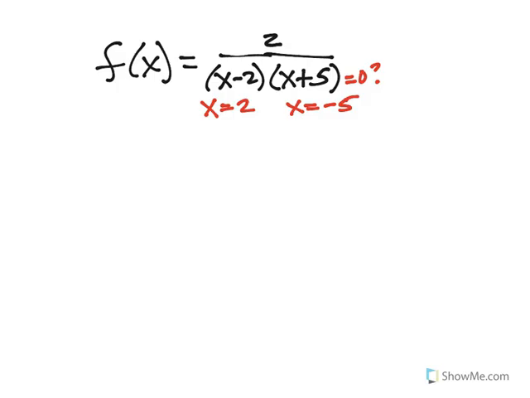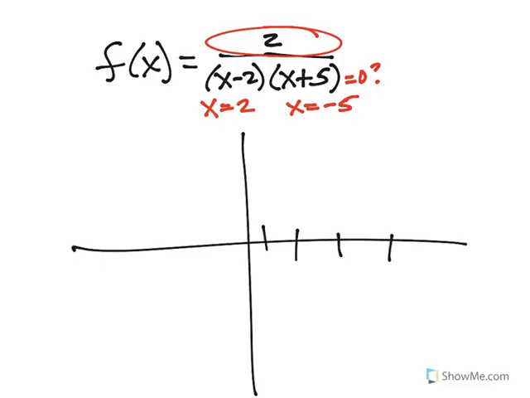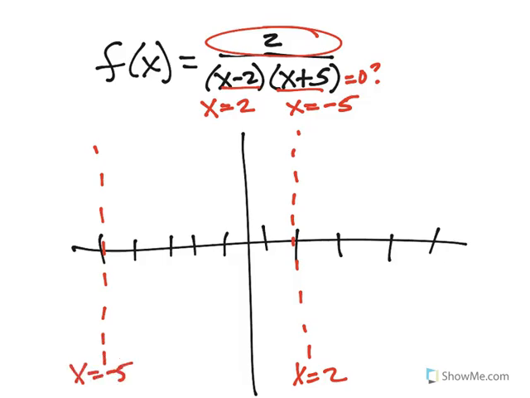But the issue there comes in when you have more variables and things in the numerator. If you only have a constant in the numerator, you're just going to have vertical asymptotes. So in this case, we know that x can never be 2 or negative 5, because if it's either of those, we're going to have a 0 in the denominator, which we can't have. So we would have a vertical asymptote at x equals 2 and a vertical asymptote at x equals negative 5. And that is how we find vertical asymptotes.